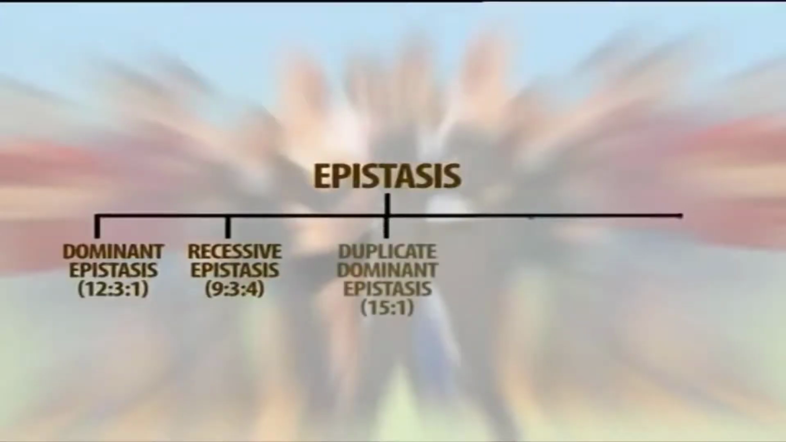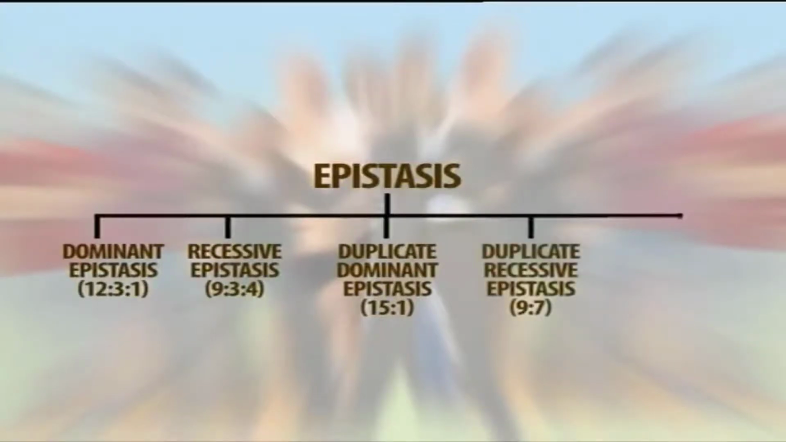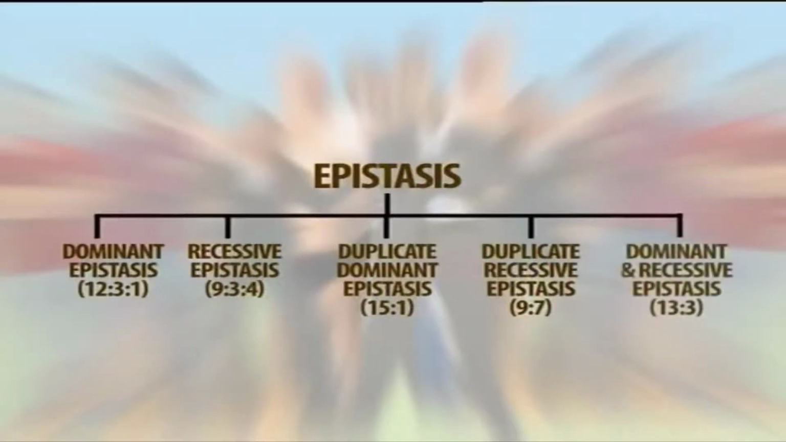Number three, duplicate dominant epistasis, in which the dominant allele of both the gene loci produces the same phenotype without cumulative effect, and the Mendelian ratio is modified into a 15:1 ratio. Number four, duplicate recessive epistasis, in which both genes are required to produce a particular phenotype and produces a 9:7 F2 ratio. Number five, that is dominant and recessive epistasis, in which one dominant gene produces the concerned phenotype.